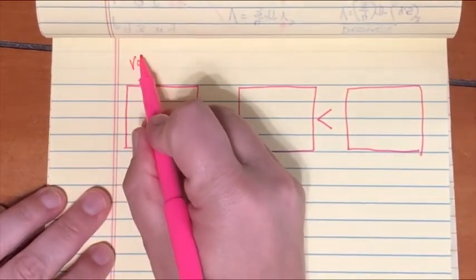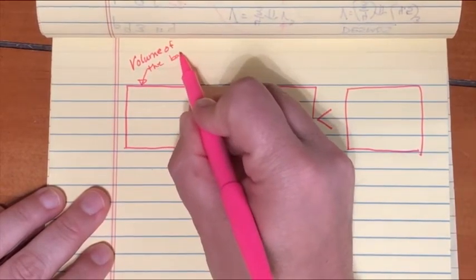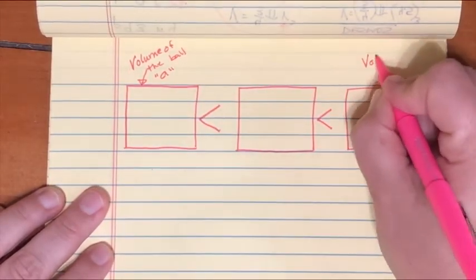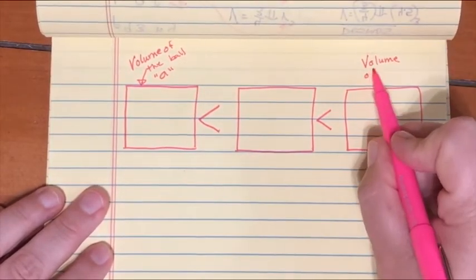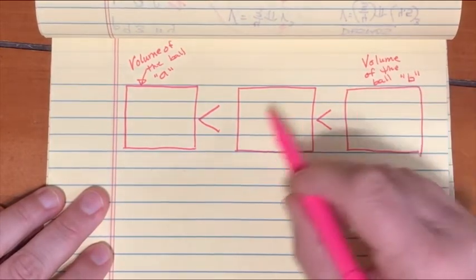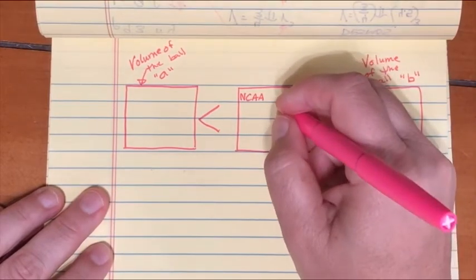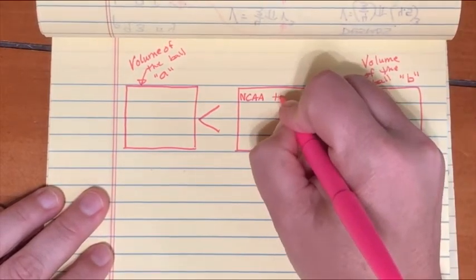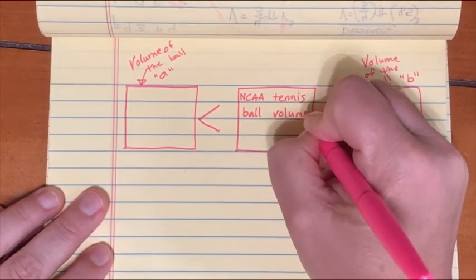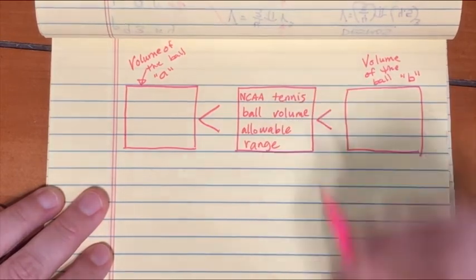So you can just set up those boxes, and the one in the middle is the tennis ball. The volume that you find in part A is the small one. The volume that you find in part B is the greater one, right? So the volume of the NCAA tennis ball has to be greater than what's in that smaller box on the left-hand side, but it has to be less than the volume that you found in part B, the larger volume on the right-hand side.